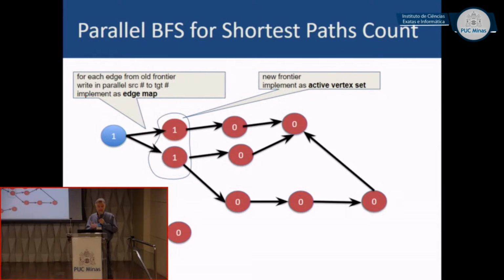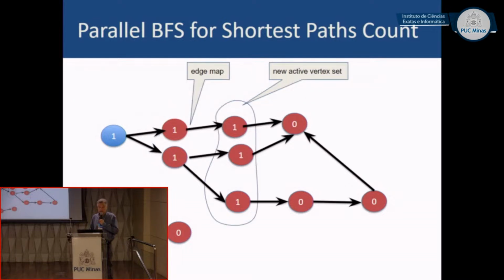At this point, you recognize that this can be specified as an edge map. Notice I have taken the one from the blue node and copied it to the two red nodes, which now become the new frontier, the new active set. And I repeat: from this frontier, I go through an edge map to the next frontier. Now the nodes in the new frontier each get a 1. And I repeat from them.